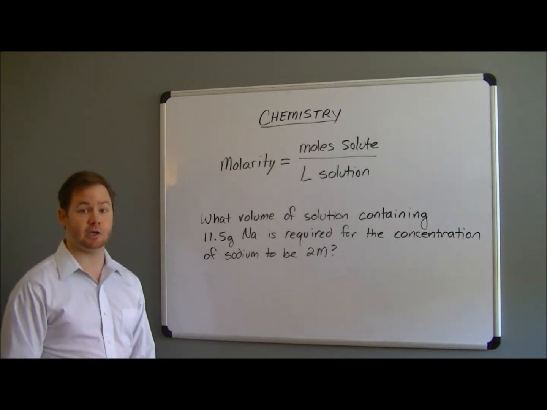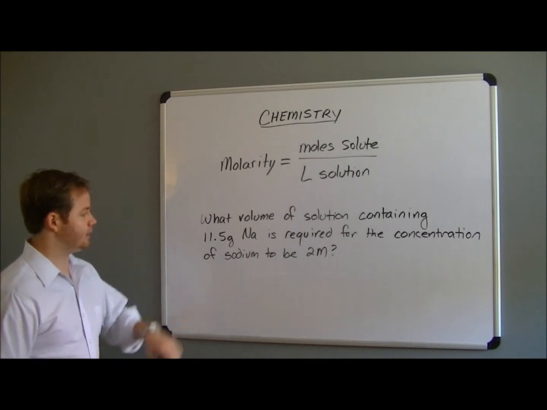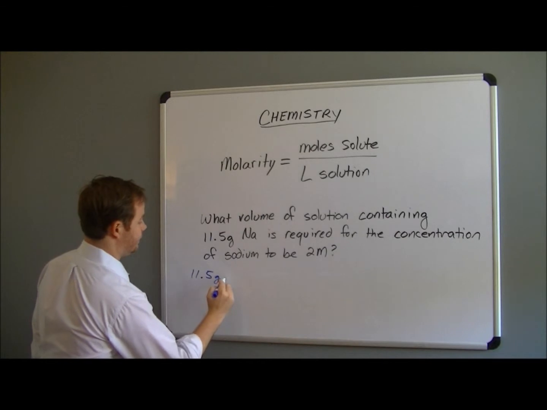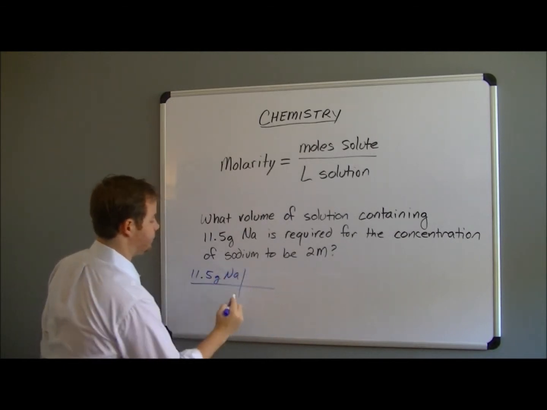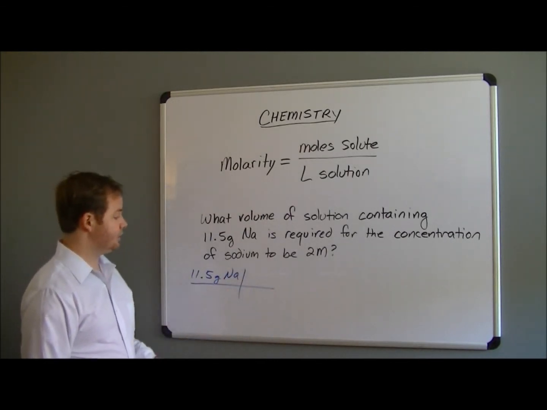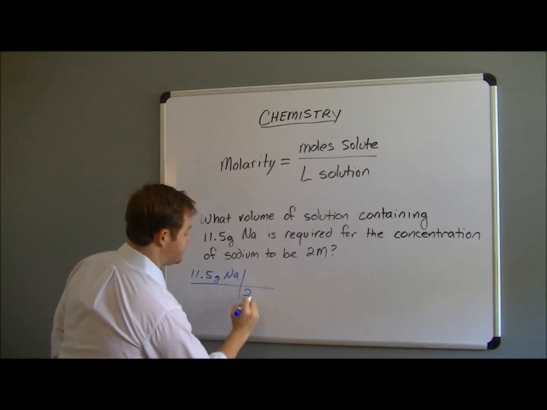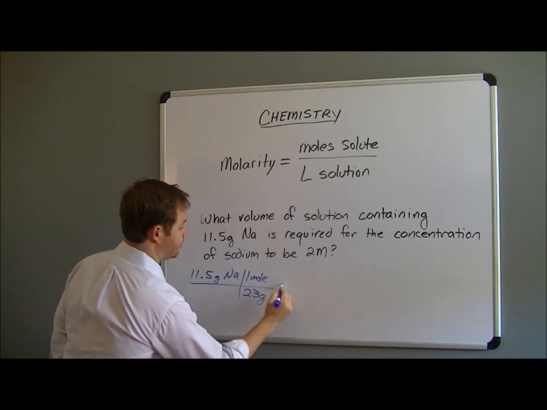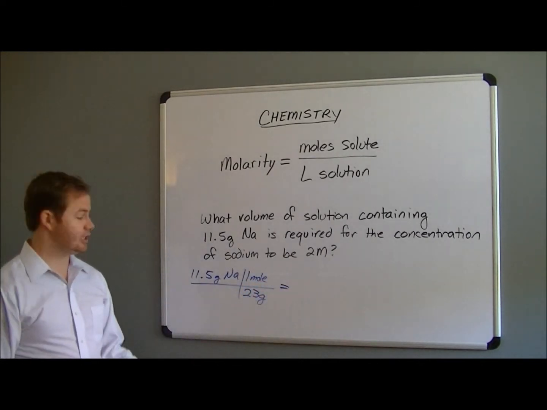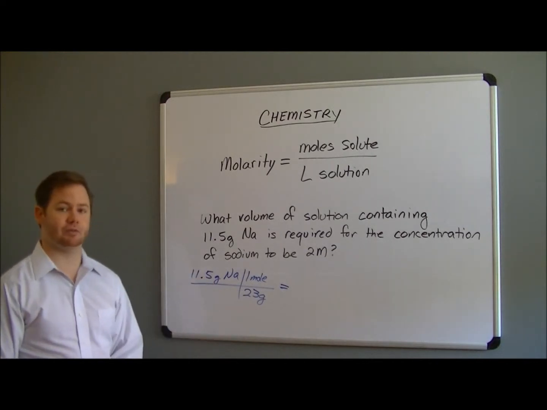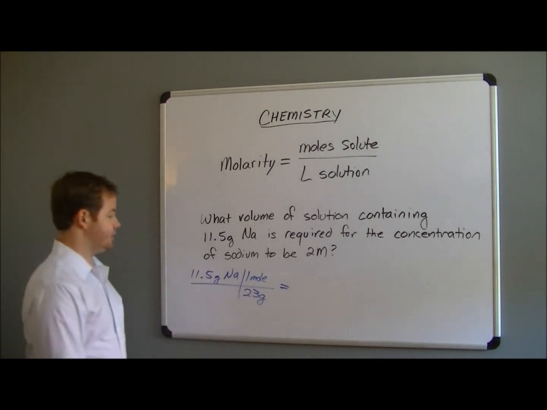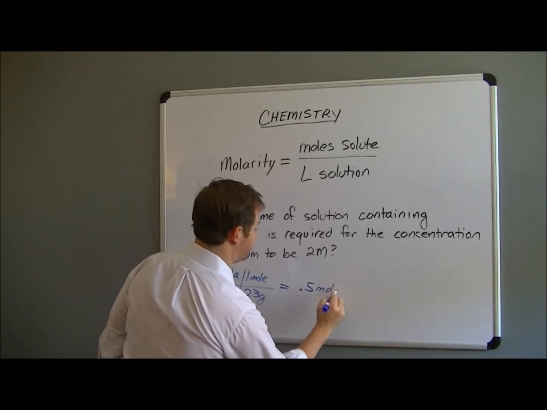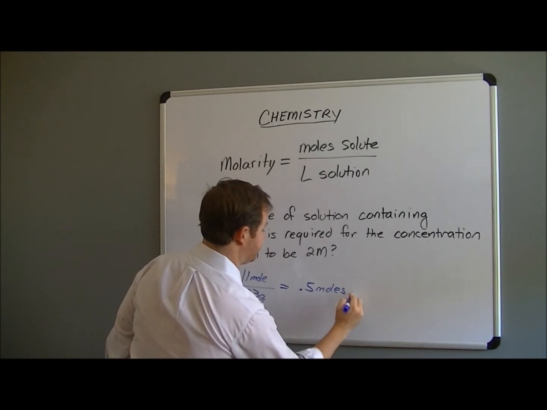But if you've already seen that video, or if you're already familiar with that content, then we can proceed here with 11.5 grams of Na. And if you look on a periodic table under sodium, the molar mass is going to be 23, which means that there are 23 grams in 1 mole of sodium. And when we do that calculation, 11.5 over 23, if you were to put that into a calculator, it's going to come out to be 0.5. So we have 0.5 moles of Na.